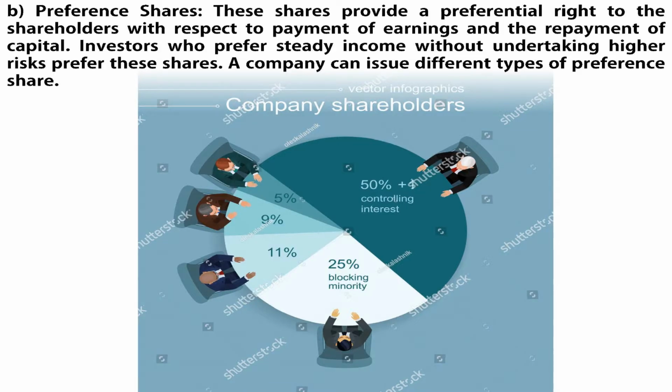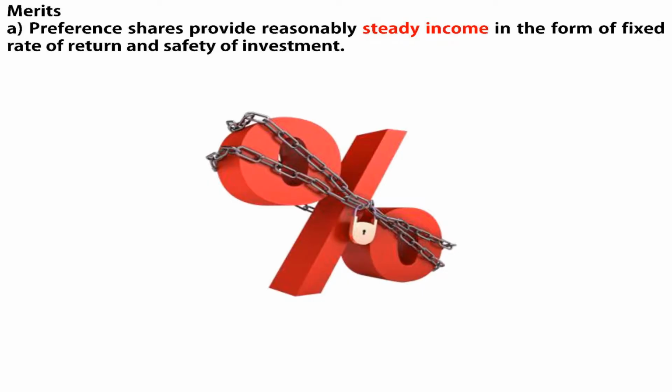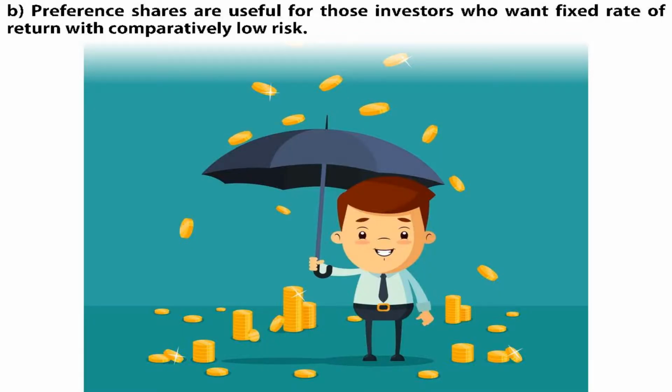B. Preferential shares. These shares provide preferential right to the shareholders with respect to payment of earnings and the repayment of capital. Investors who prefer steady income without undertaking higher risk prefer these shares. A company can issue different types of preferential shares. Merits. Preferential shares provide reasonably steady income in the form of fixed rate of returns and safety of investment. Preference shares are useful to those investors who want fixed rate of return with comparatively low risk.